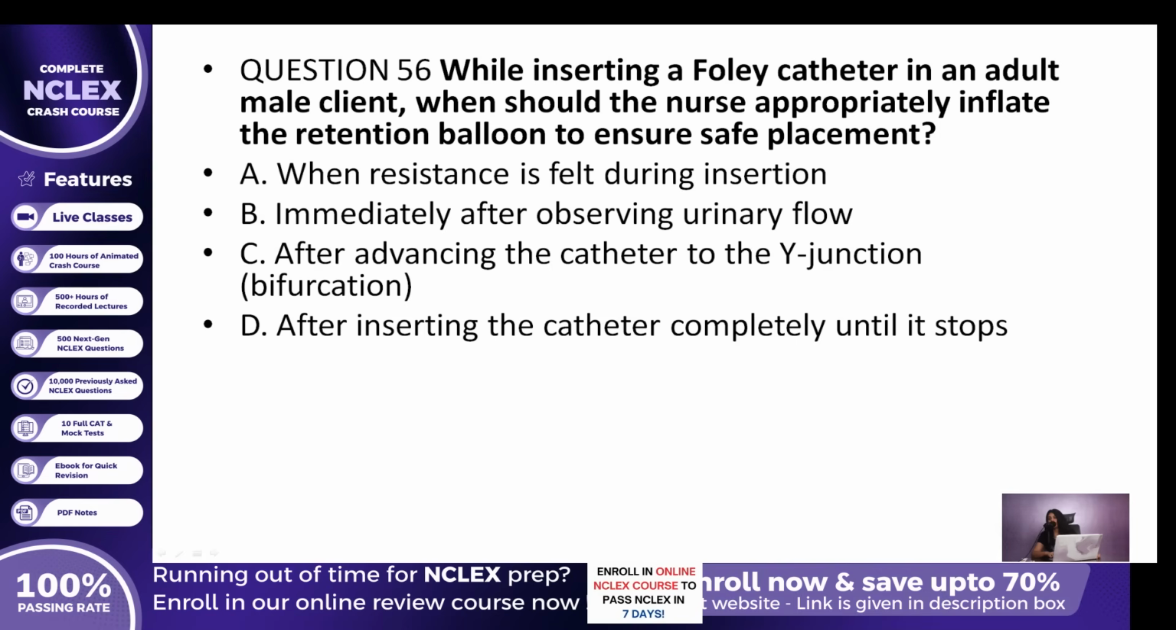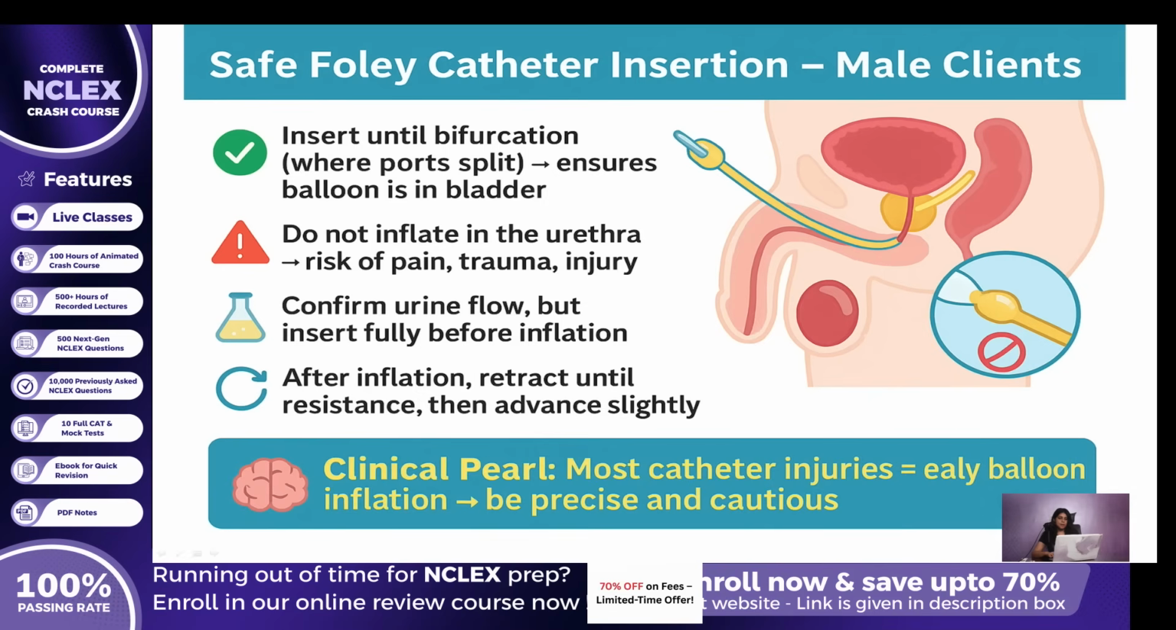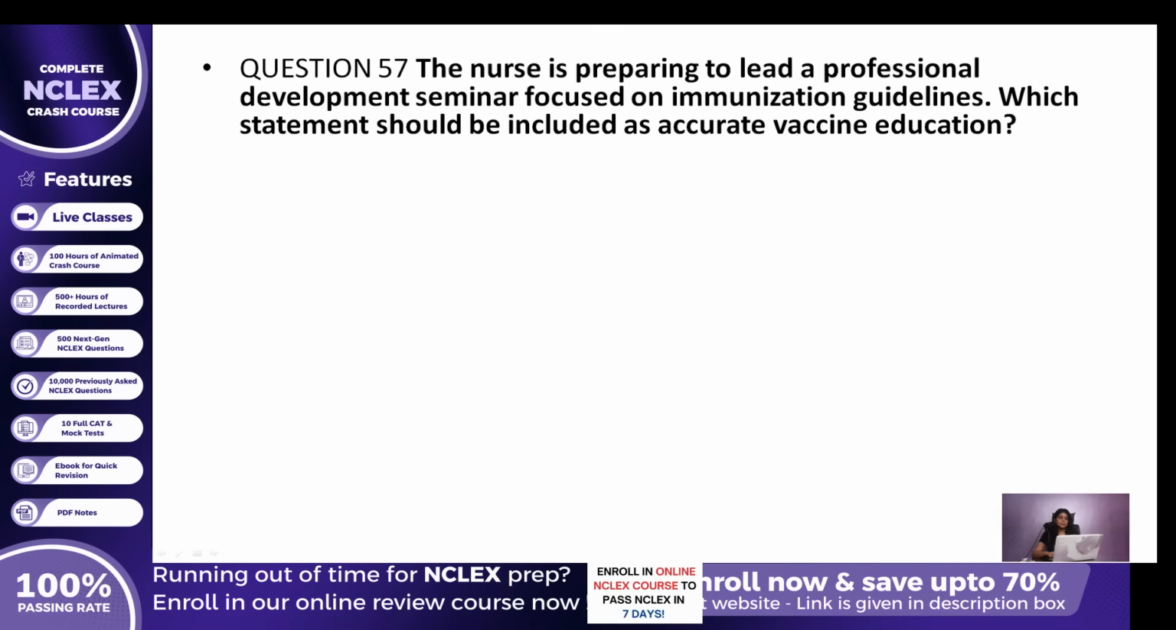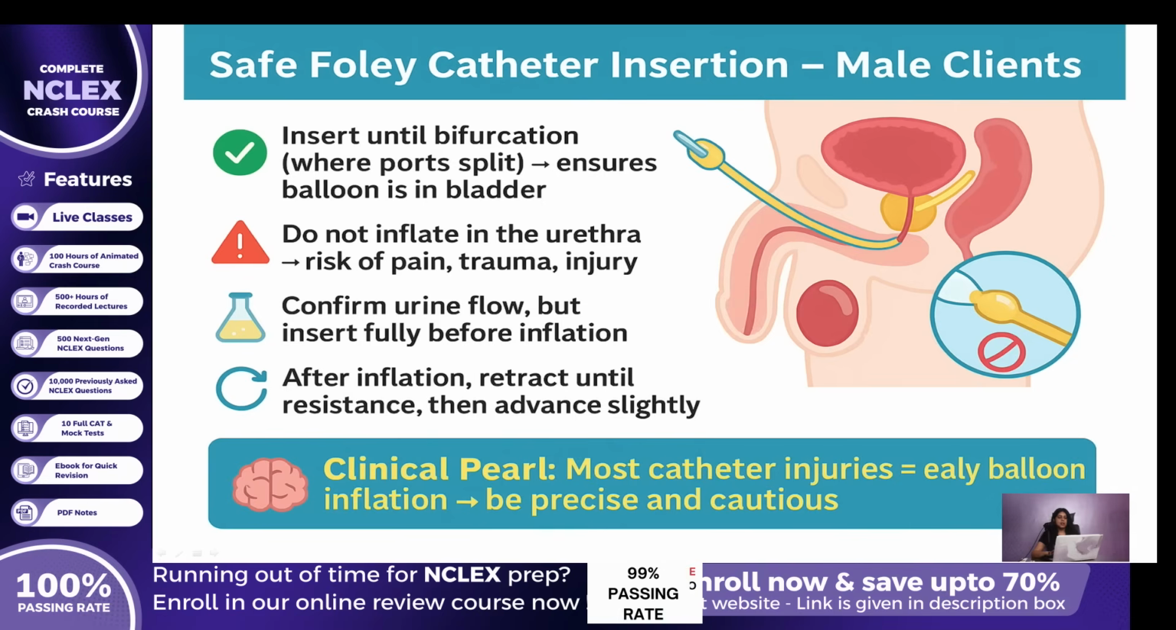After advancing the catheter to the Y junction, bifurcation. This point marks where the drainage and balloon ports split, ensuring the balloon is fully inside the bladder. Inflating too early, especially in the urethra, can cause pain, trauma, or injury. Once inflated, the nurse should gently pull back until resistance is felt. Then advance slightly to secure placement.